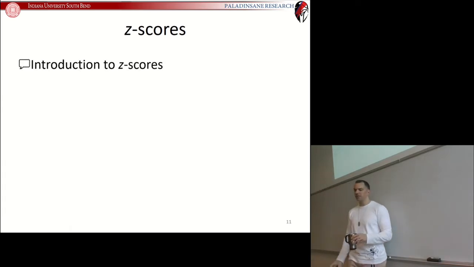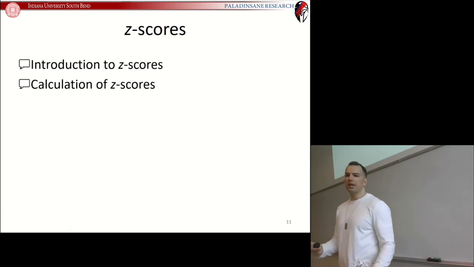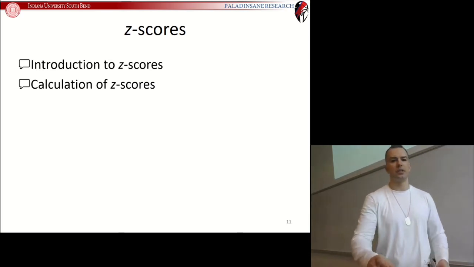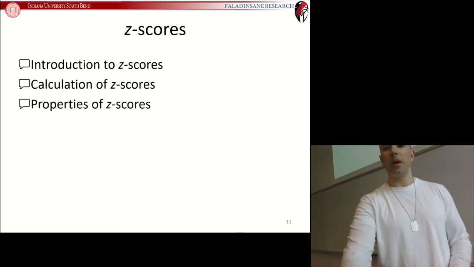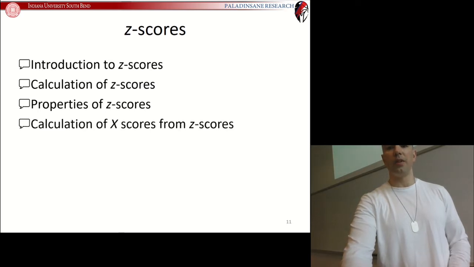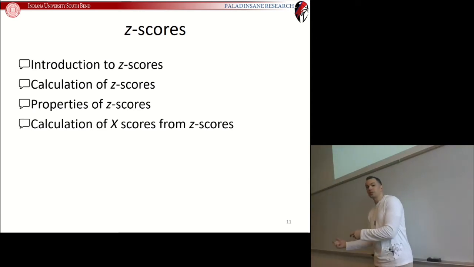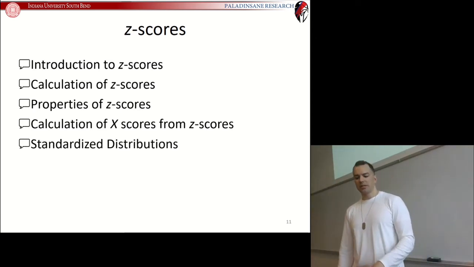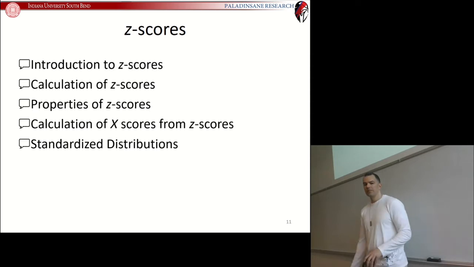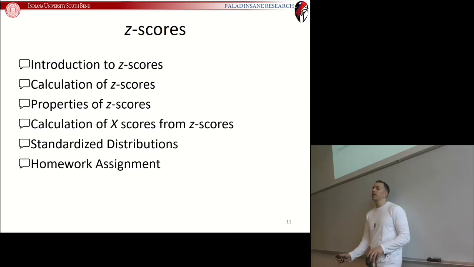So first we're going to introduce the idea of Z-scores. Then we're going to take a look at how to calculate Z-scores. We'll take a look at some of the properties of Z-scores. We'll take a look at how to go from raw scores to Z-scores, and then how to go back from Z-scores to raw scores, and talk about a standardized distribution. And then I'll mention the homework assignment for the Z-scores, which is a special homework assignment not available on my lab. It's available in the Excel homework sheets in Canvas.